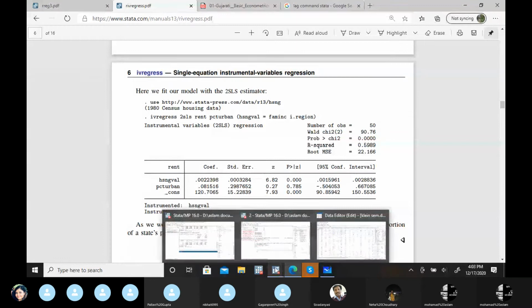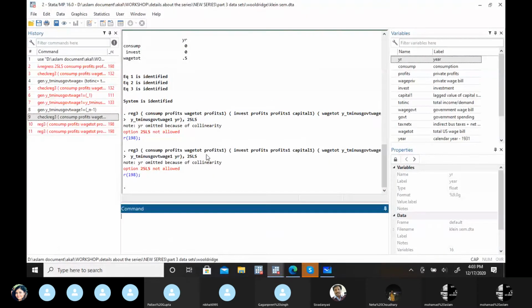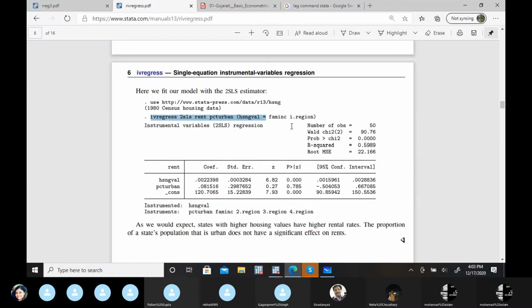Since reg3 is not working, maybe any of the variables here is perfectly collinear. Whenever we have perfect collinearity, beta estimates are not possible. It might be because of this lag, because in this model they have income minus tax income and minus government wage, so we have taken its lag. Maybe not, that's not the case. Still, any of these variables may be creating a perfect correlation, so it's not estimating with reg3. In that case, let's apply this instrumental variable command.